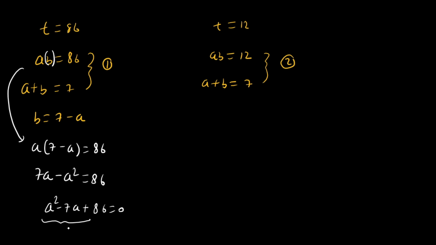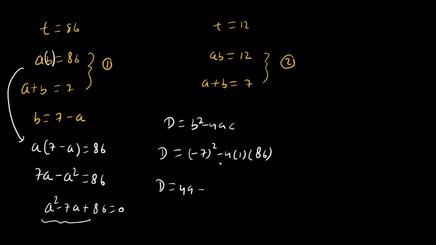First we will check the discriminant of this quadratic equation, because we will talk about only real solutions. Here D = b² − 4ac, so D = (−7)² − 4 × 1 × 86. Now D = 49 − 4 × 86, which gives −295... that is 49 − 344, which is less than 0. It means no real solutions exist. Now we solve case second.